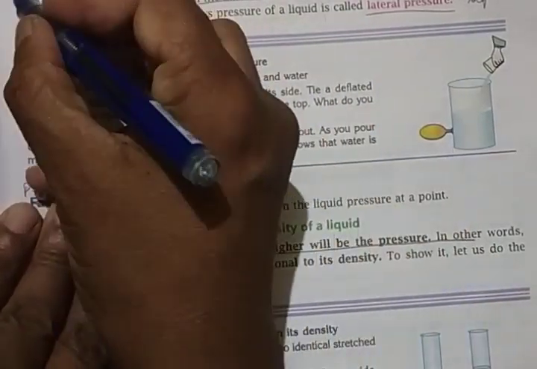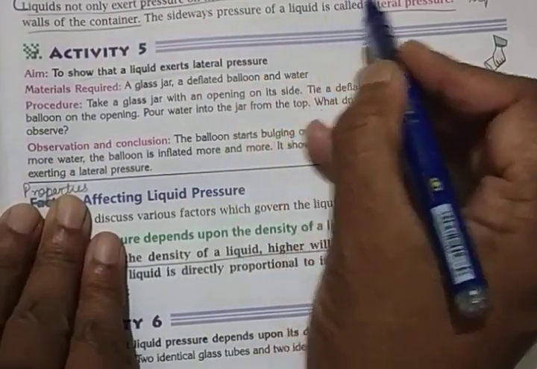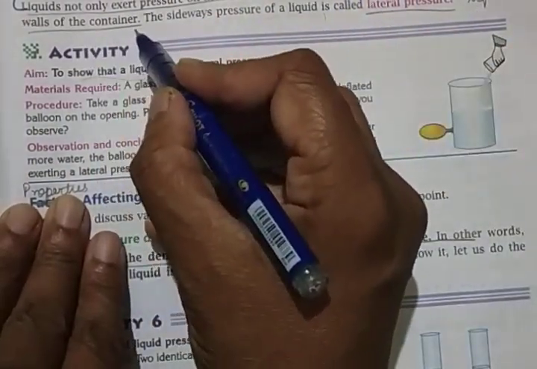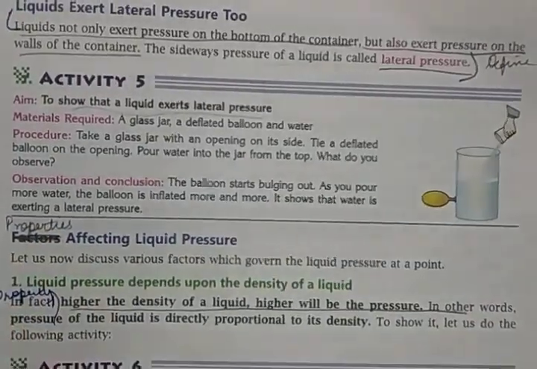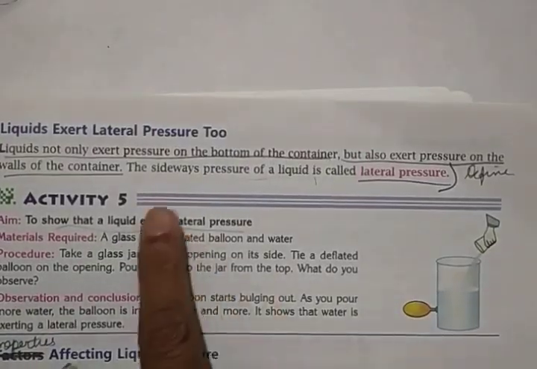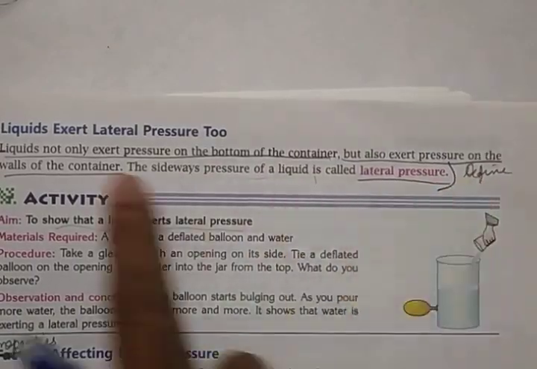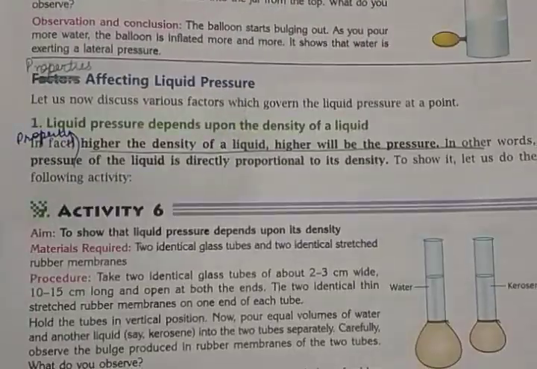You can write the whole thing. Liquids not only exert pressure at the bottom but also exert pressure on the walls of the container. The sideways pressure is known as lateral pressure. So this will be the definition of lateral pressure.